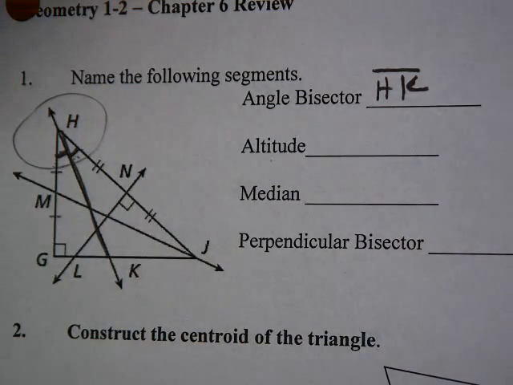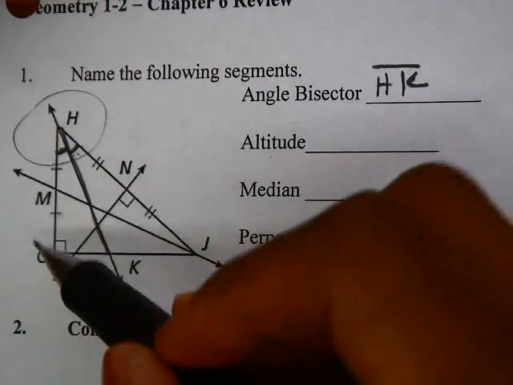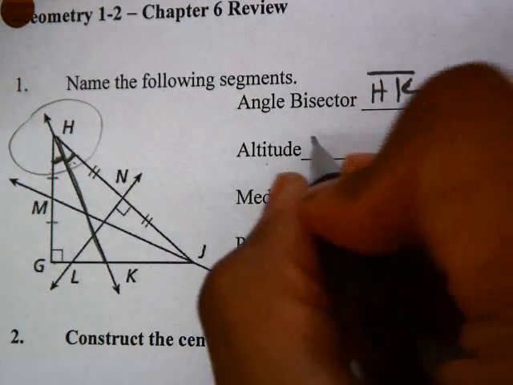An altitude is how tall a shape is. So something that measures how tall the shape is would be GH.